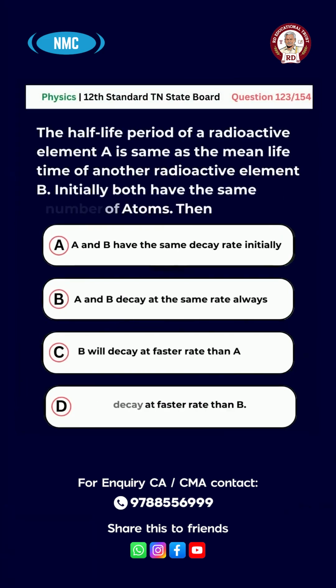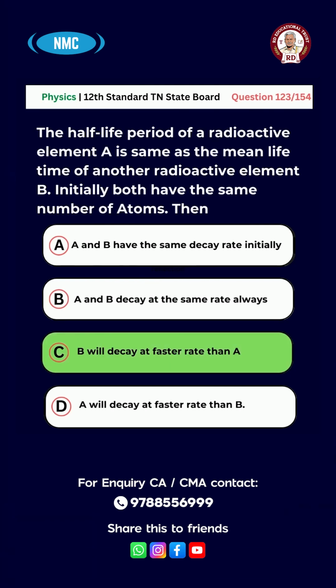Question number 123. The half-life period of a radioactive element A is the same as the mean lifetime of another radioactive element B. Initially, both have the same number of atoms. Then, option A, A and B have the same decay rate initially; B, A and B decay at the same rate always; C, B will decay at a faster rate than A; D, A will decay at a faster rate than B. The right answer is option C, B will decay at a faster rate than A.